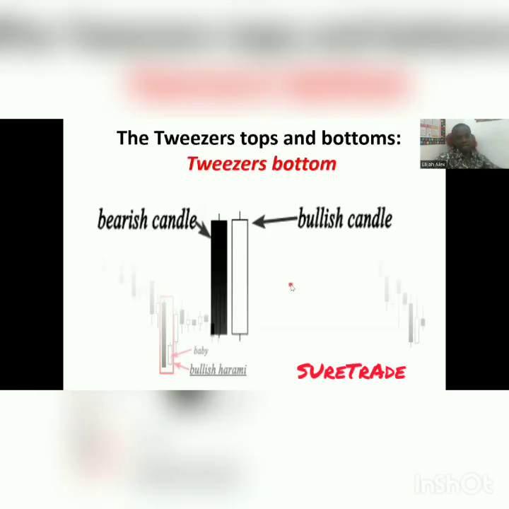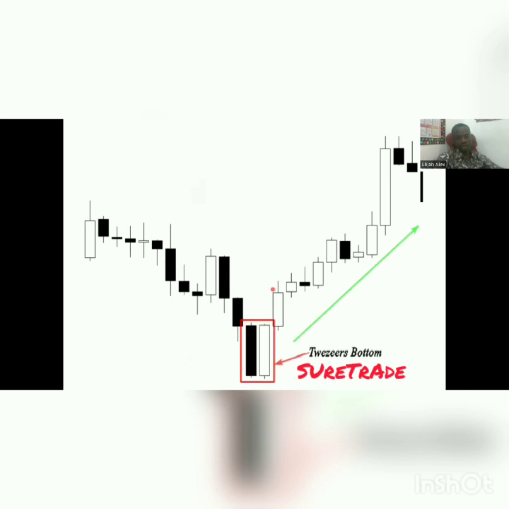All right. Next is the tweezer bottom or tweezer top. This is the tweezer bottom. This occurs at the bottom of a downtrend. It shows a bullish reversal. You can see here, okay? See here, you can see now this is a tweezer bottom. It's going up after the formation of this candlestick. When you see these two candlestick formations, it means that the market is about to reverse to the upside.